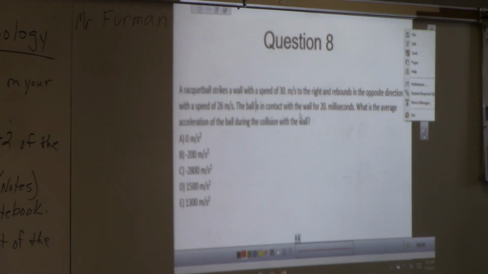Question number 8. This is on page 16 in your notes. A racquetball strikes a wall with a speed of 30 meters per second to the right and rebounds in the opposite direction with a speed of 26 meters per second. The ball is in contact with the wall for 20 milliseconds. What is the average acceleration of the ball during the collision with the wall?